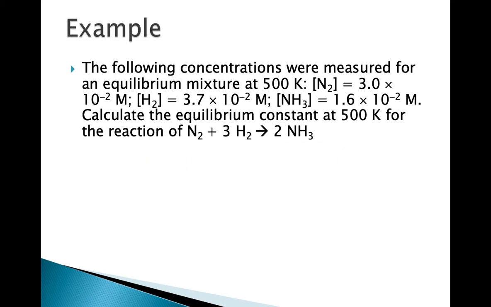All right, so a quick sample problem then. What can we do just at least initially with some of this information? Well, here we're given some equilibrium concentrations for a mixture that's at 500 Kelvin. We're told that N2 has a concentration of 3.0 times 10 to the minus 2, H2's concentration is 3.7 times 10 to the minus 2 molar, and ammonia's concentration is 1.6 times 10 to the minus 2 molar. And it asks us to calculate the equilibrium constant at 500 Kelvin for this reaction.